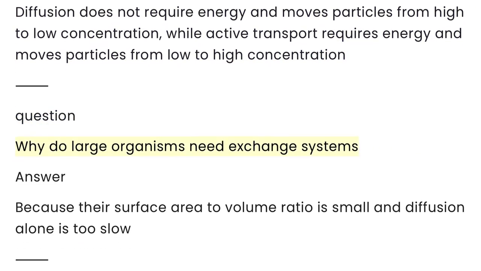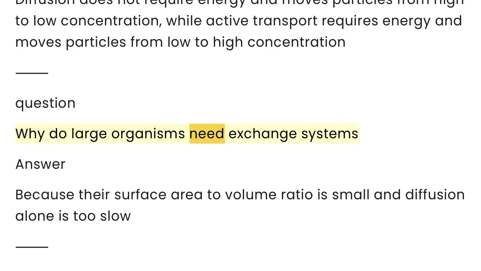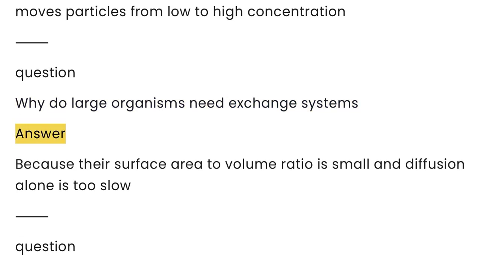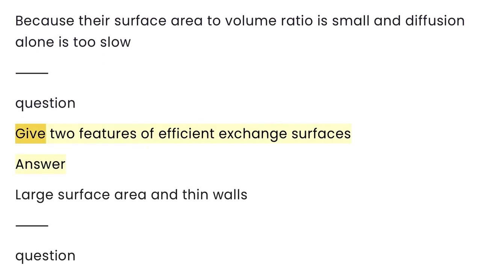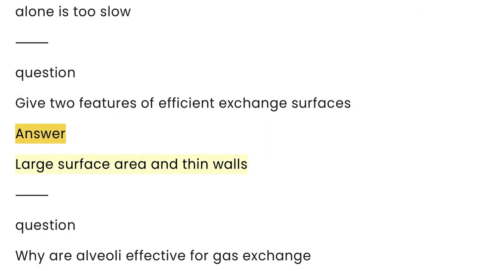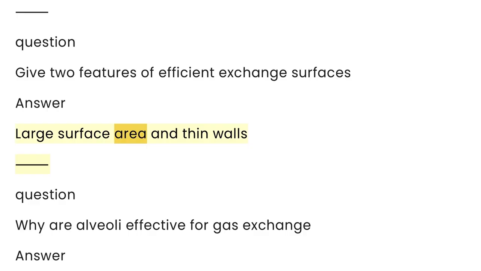Question. Why do large organisms need exchange systems? Answer. Because their surface area to volume ratio is small and diffusion alone is too slow. Question. Give two features of efficient exchange surfaces. Answer. Large surface area and thin walls.